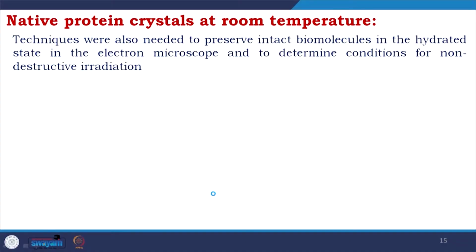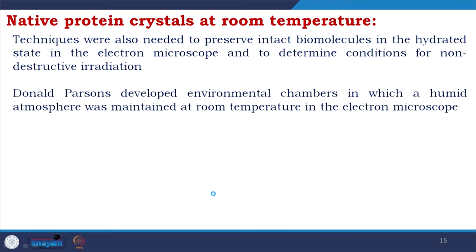Now, coming to native protein crystals at room temperature, techniques were also needed to preserve intact biomolecules in the hydrated state in the electron microscope and to determine conditions for non-destructive irradiation. Donald Parsons developed environmental chambers in which a humid atmosphere was maintained at room temperature in the electron microscope. If you remember, we talked about different such setups, where you get humid or auto-controlled humidity. So, that was the first time Donald Parsons did that.